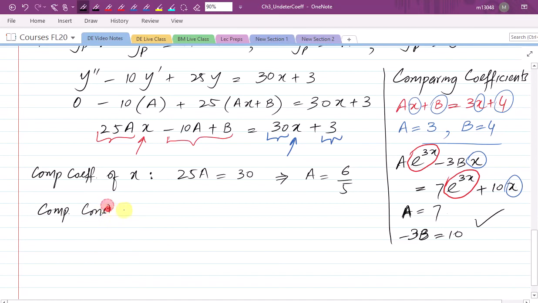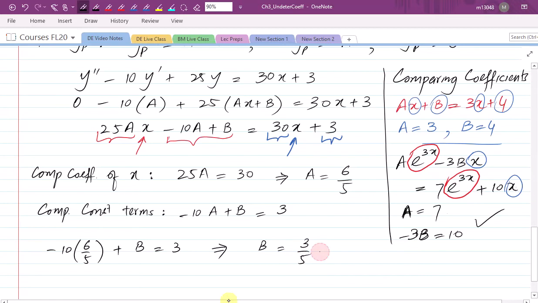Comparing constant terms, that is, the constant term here is minus 10a plus b, and on this side the constant term is 3. Now we know the value of a already. We put the value of a here: minus 10 times 6 by 5 plus b equals 3. And now this is a very easy calculation that will lead to b equals 3 by 5.